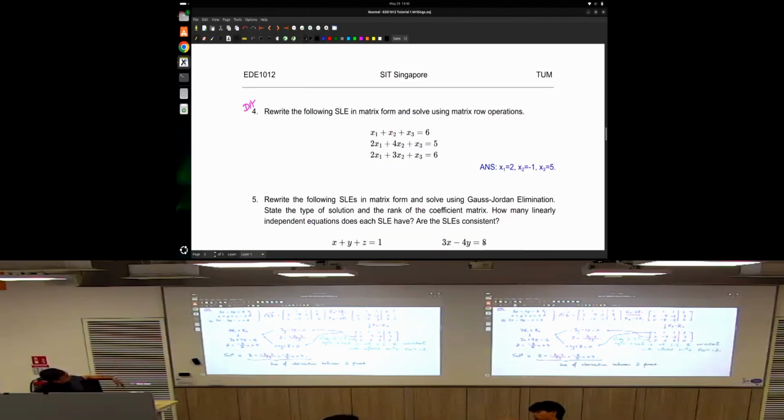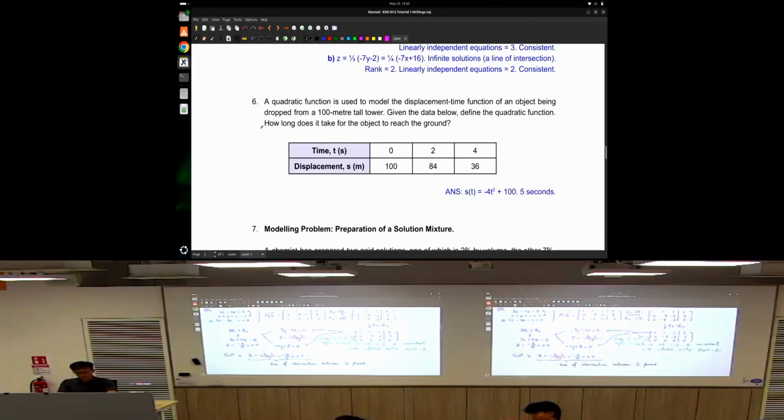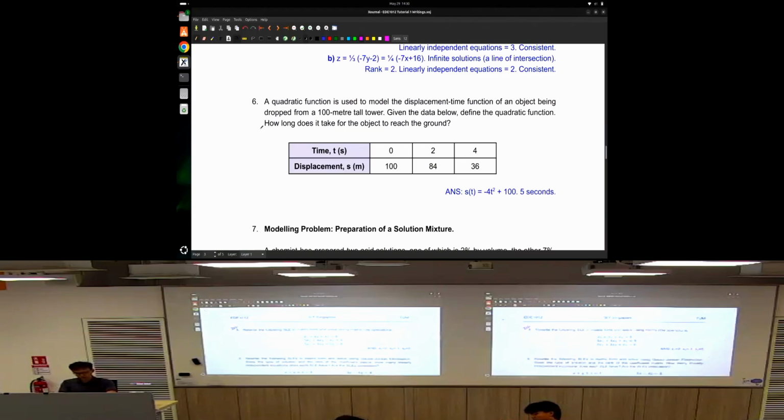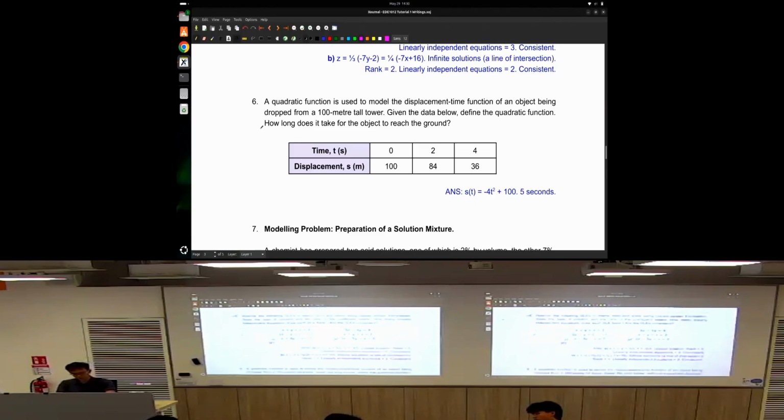Right, so this will be for question 5B. 5A you will do yourself because it's a unique solution, no problem, I hope. So question 6. Question 6 is also something like a modeling problem, although a more straightforward one. Do I need to go through?